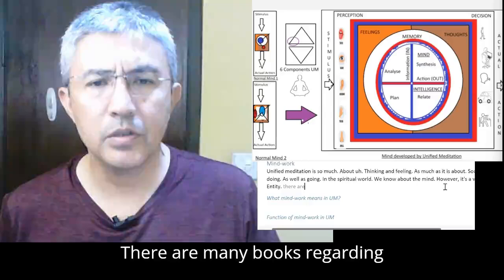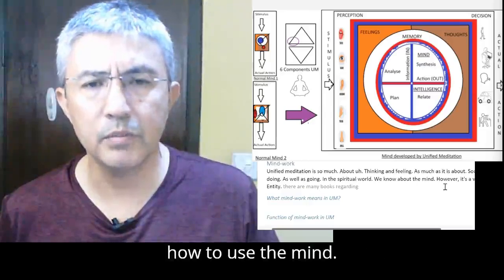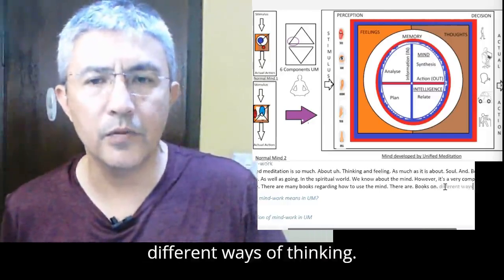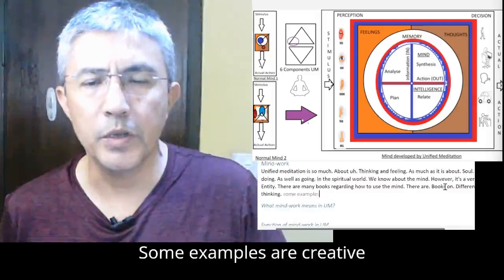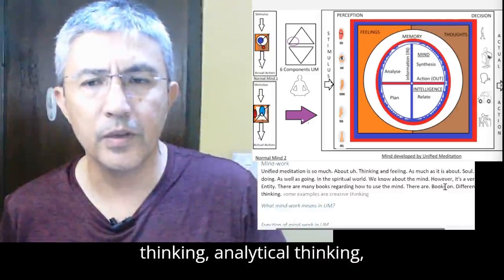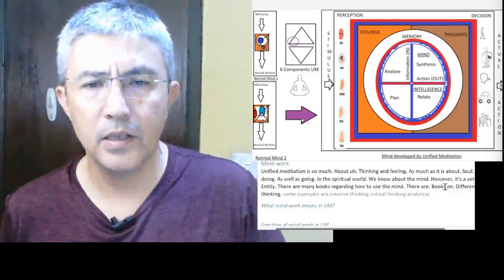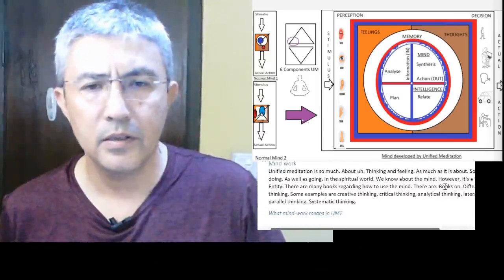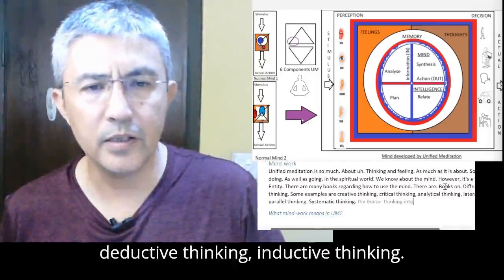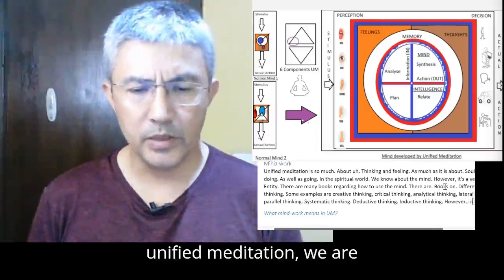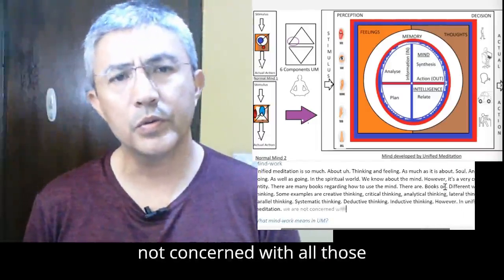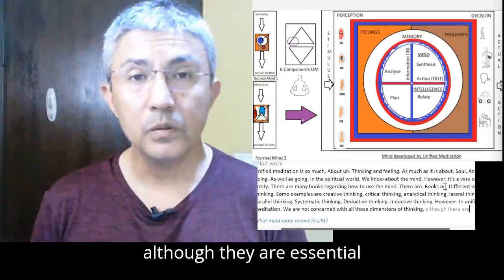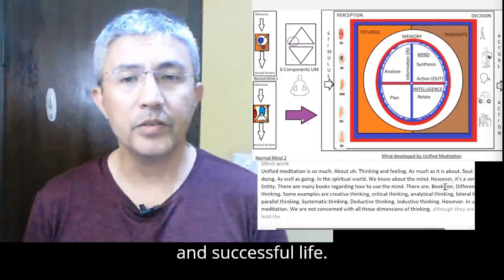There are many books regarding how to use the mind. There are books on different ways of thinking. Some examples are creative thinking, critical thinking, analytical thinking, lateral thinking, parallel thinking, systematic thinking, deductive thinking, inductive thinking. However, in unified meditation, we are not concerned with all those dimensions of thinking, although they are essential to lead a happy and successful life.